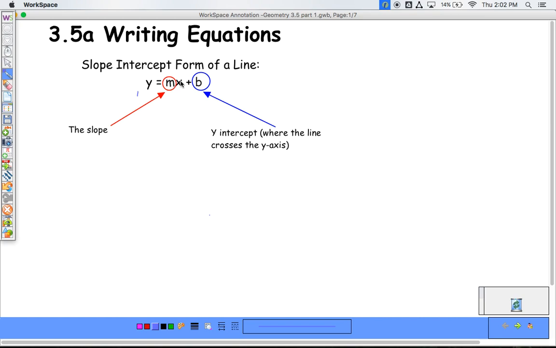We also have y and x in here. X and y are going to represent any point on that line. So x and y are variables, because obviously there's infinitely many points on a line. So x and y again represent all those points.